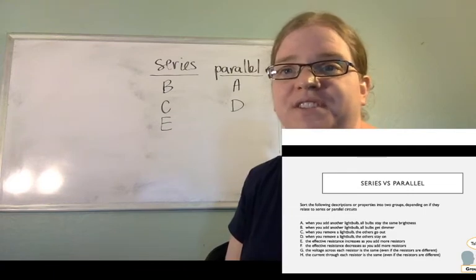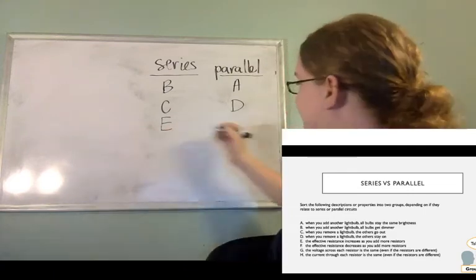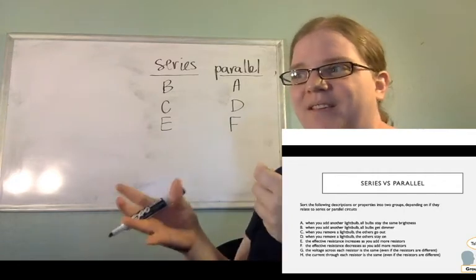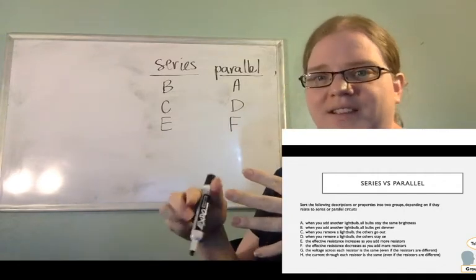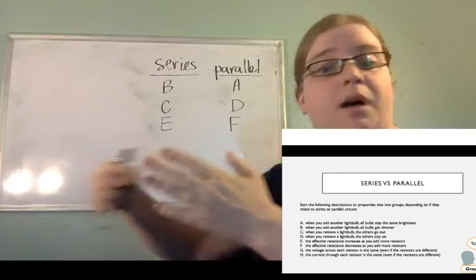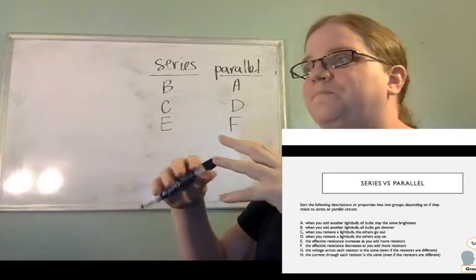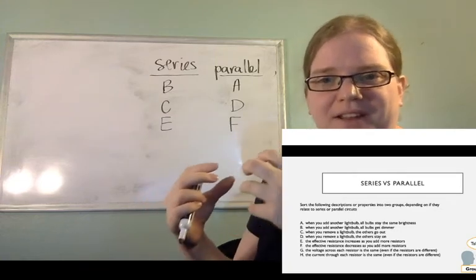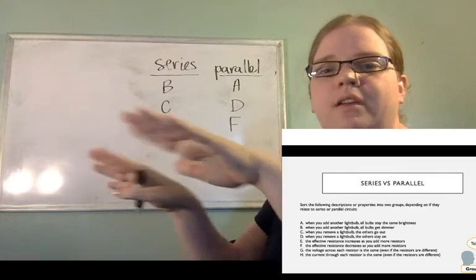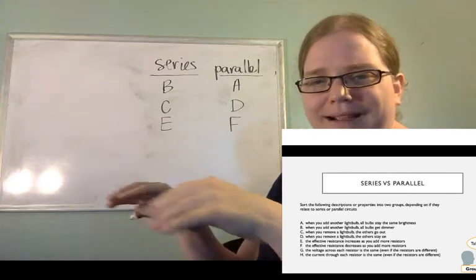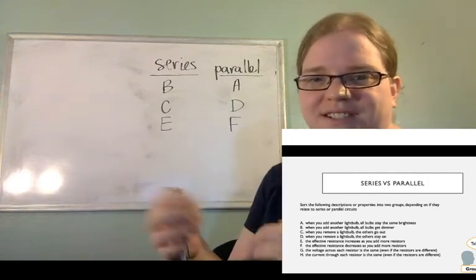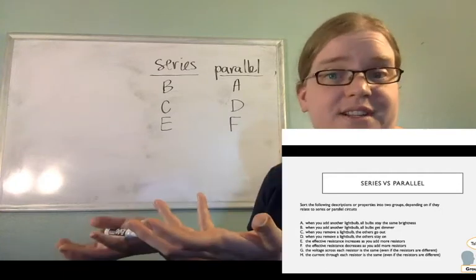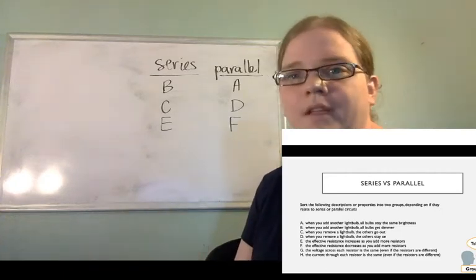F, the effective resistance decreases. That's going to be parallel. That's that weird behavior where, the way I think about it, because we're giving the current options, there's less of a load on the battery. The battery's like, oh, this current can go anywhere, and because it has more paths, it doesn't see as big of a resistance in total.